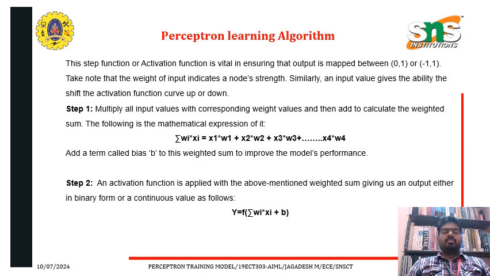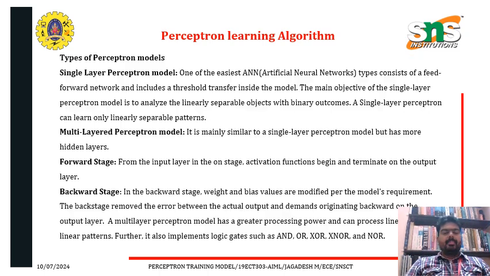Step 1: multiply all input values with the corresponding weight values, and then add them to calculate the weighted sum. Step 2: the activation function is applied to the above-mentioned weighted sum, giving us an output either in binary form or as a continuous value as follows. The types of perceptron model we already discussed in the previous episode also: the single layer perceptron model, and the multi-layer perceptron model with forward stage and backward stage.